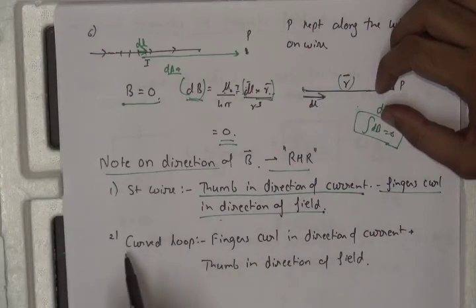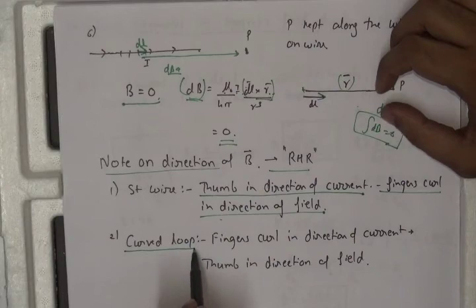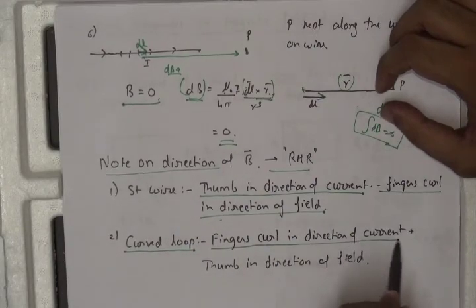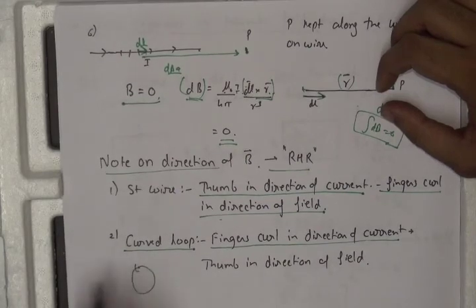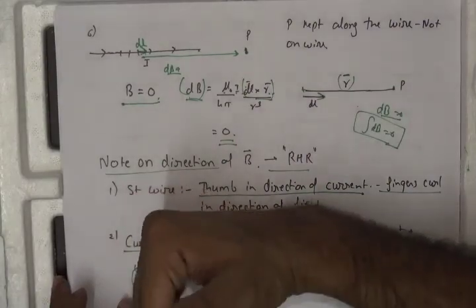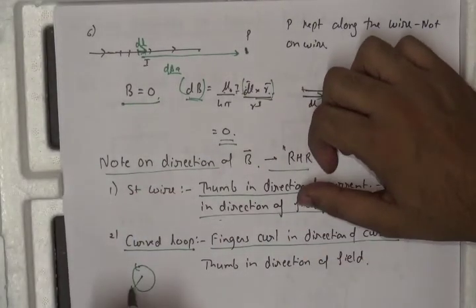This is different from the magnetic field for a curved loop. What we were doing there, we were curling the fingers in the direction of current. For a current loop, we do just the opposite. We curl the fingers in the direction of current, and the thumb there points in the direction of the magnetic field.